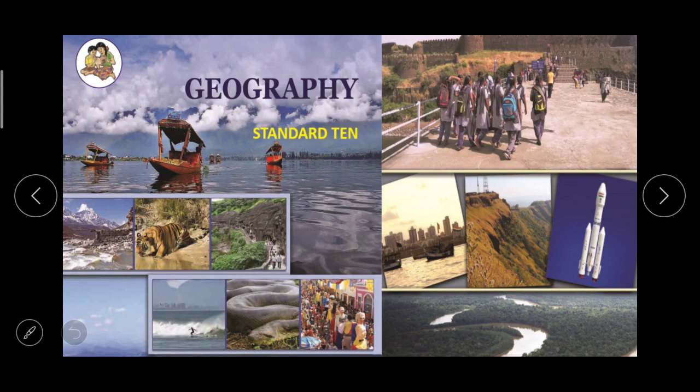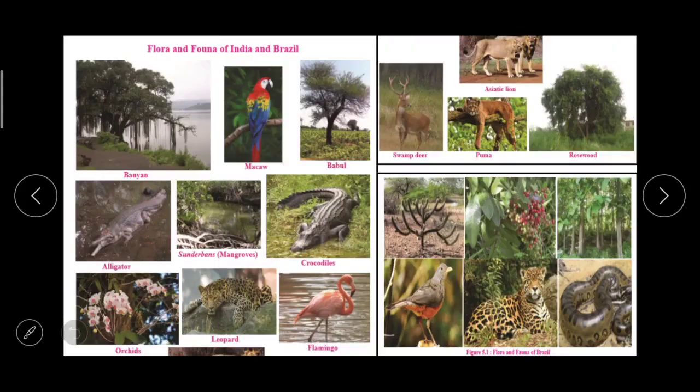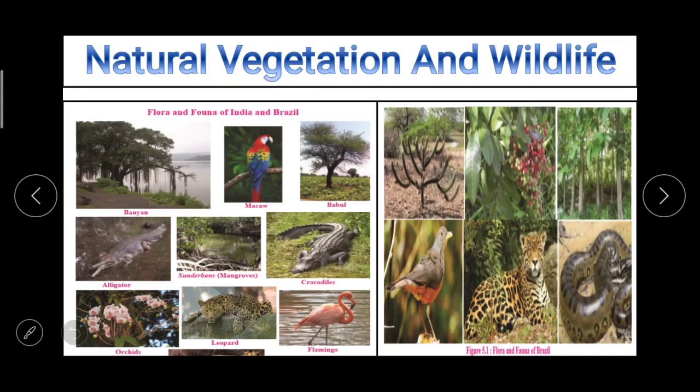My dear students, today in Standard 10's Geography, we'll be learning the topic Natural Vegetation and Wildlife. In this standard, in the Geography textbook, we are studying India and Brazil. So today also we are going to talk about the natural vegetation and wildlife of Brazil and India.